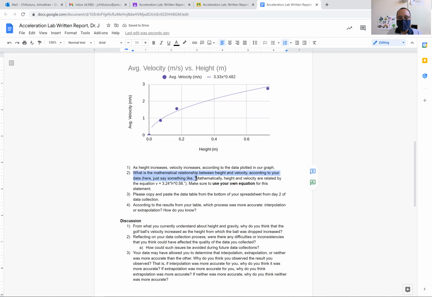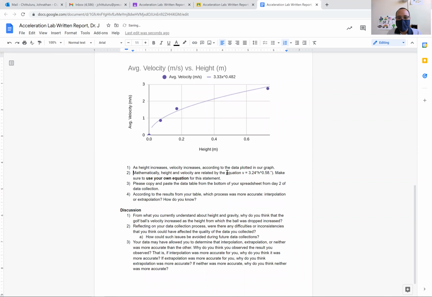And the mathematical relationship. I really just framed this sentence for you. Mathematically, height and velocity are related by the equation v equals 3.33 in this case. I'm copying from the top of the graph, 3.33 times height to the 0.482. And I'll annotate to show you exactly what I'm seeing. So I'm just copying this here to this little piece right there.